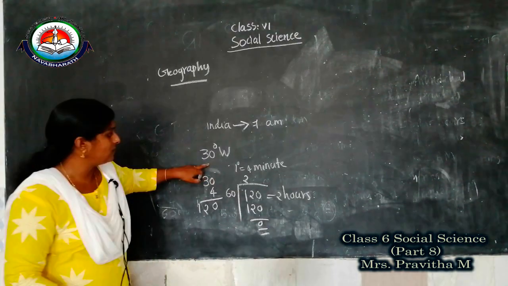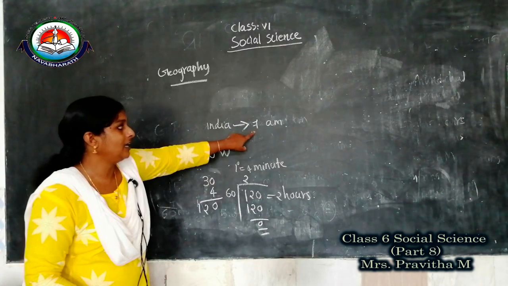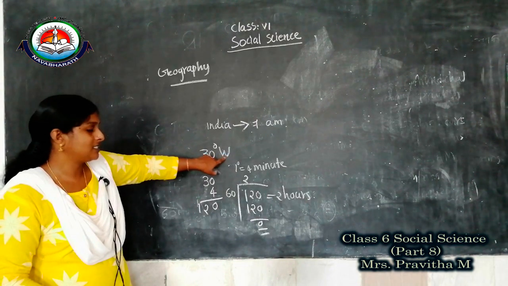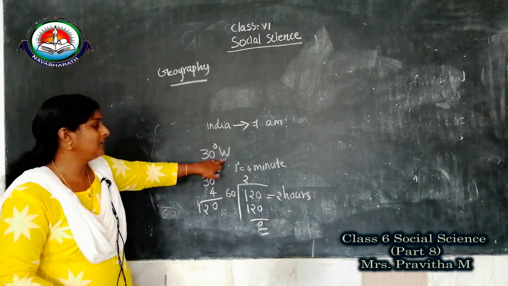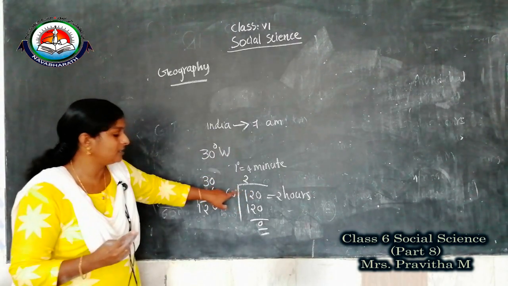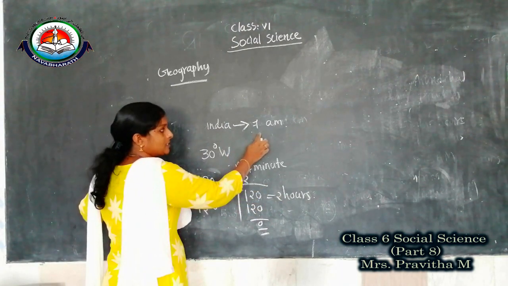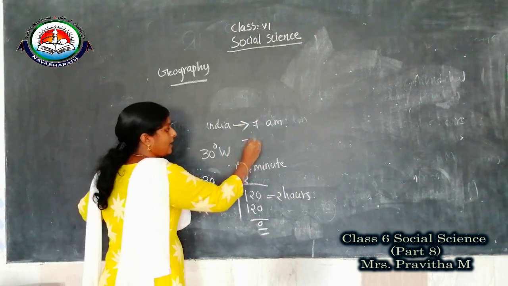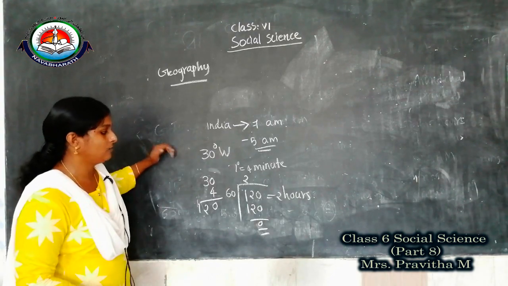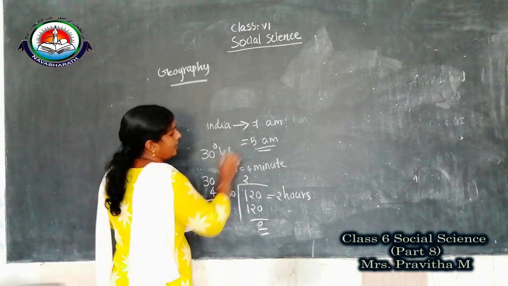Here, which longitude did I give? 30 degree west. So time will decrease. In India it is 7 am. So what will be the time in this longitude? Just imagine a country at 30 degree west. We want to decrease 2 hours. Already we calculated the time difference will be 2 hours, so we have to decrease. Then 6 am, then 5 am. We want to minus or decrease 2 hours. So in this longitude the time will be 5 am.